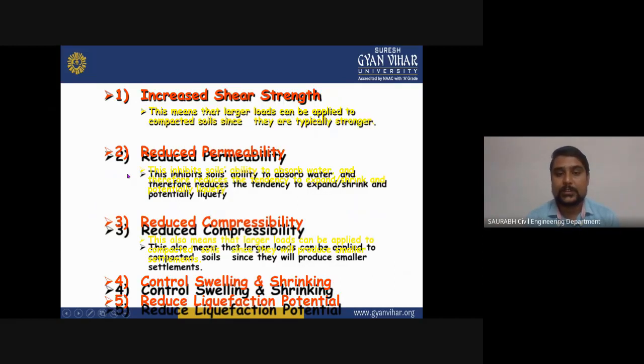So, what is the motive of doing the compaction? By compaction, we can increase the shear strength of a soil. This means a larger load can be applied to the compacted soil since compacted soils are typically stronger. It also reduces the permeability. This inhibits the soil's ability to absorb water and therefore reduces the tendency to expand, shrink, and potentially liquefy. It also reduces the compressibility, controls the swelling and shrinkage, and reduces the liquefaction.